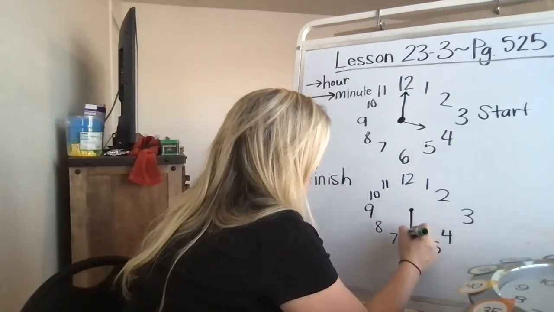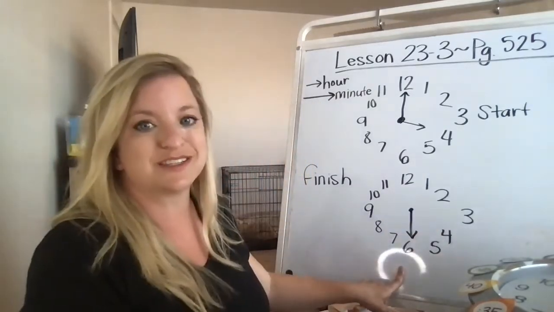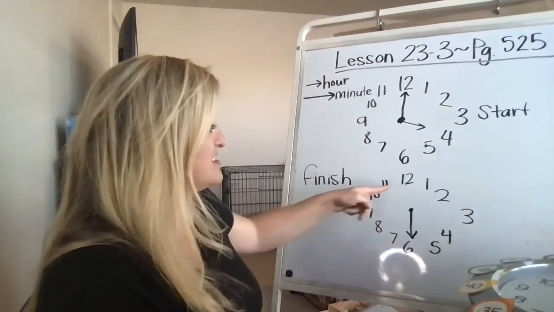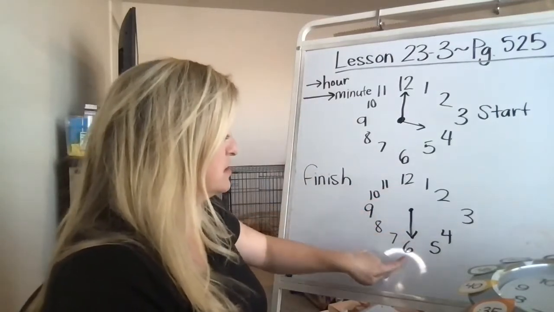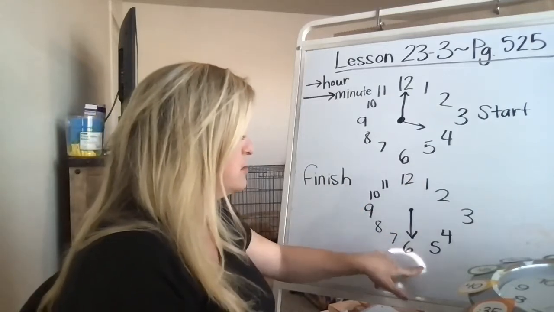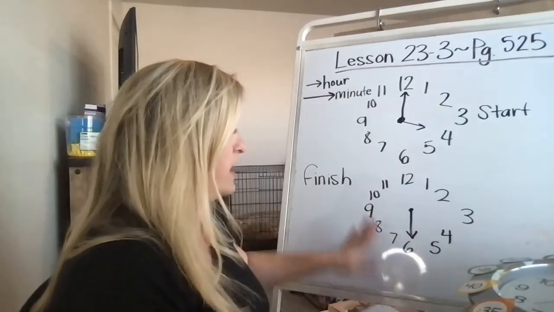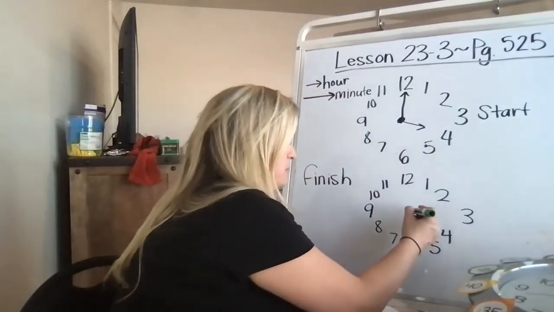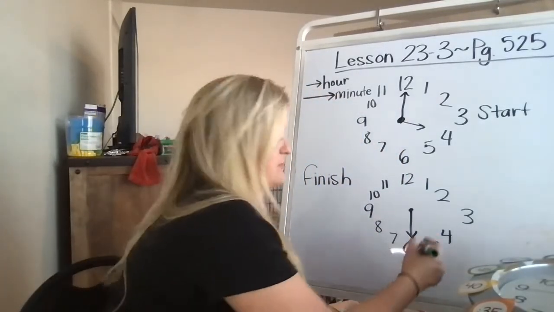My minute hand is going to go all the way down to the 6 because I know the 6 is halfway. Okay, 5, 6, half of 12 is 6. Half of 60 is 30. The 6 is 30, or halfway through. If you take the circle, it's halfway there. Then I'm going to take it, it's 4:30.